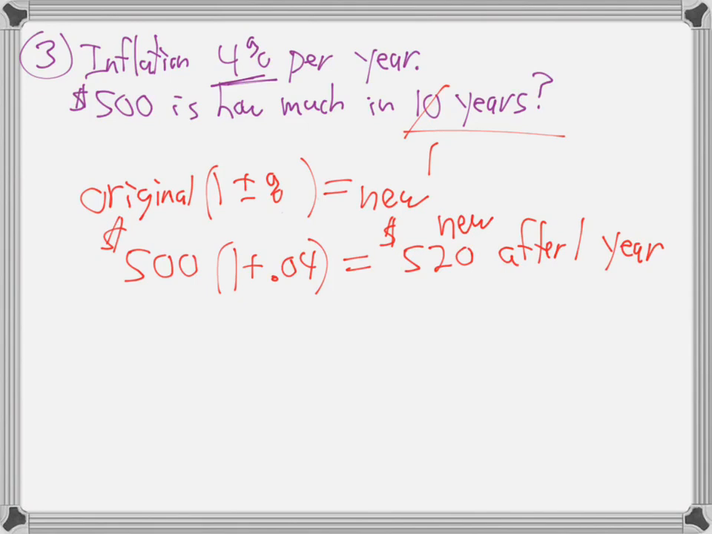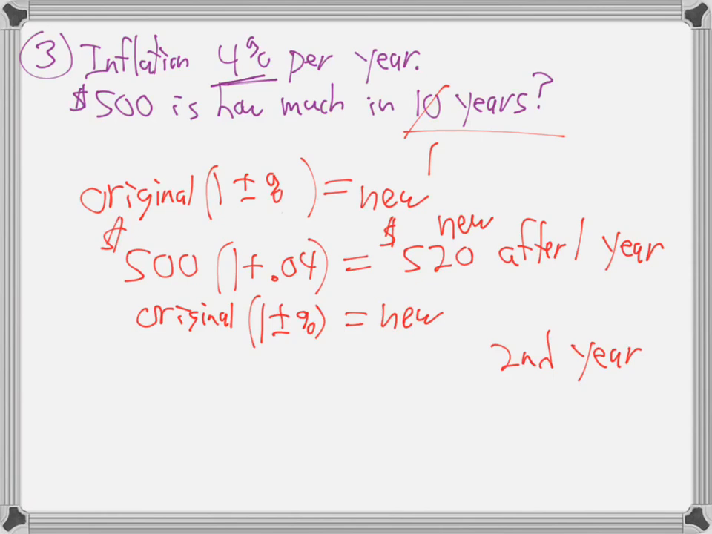So now at the start of the second year, can we do it again? Can we again do original times 1 plus or minus percent equals new for the second year? So what would happen in the second year? What does the price start at in the second year? Well, the 520. We've increased it 1 year. So now the original at the start of the second year is 520.